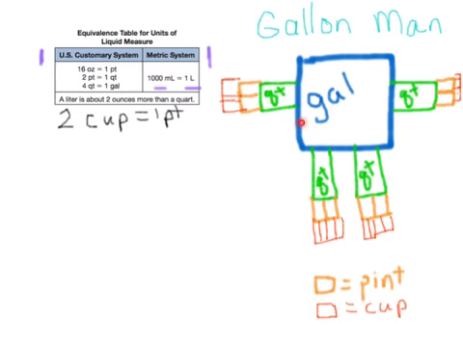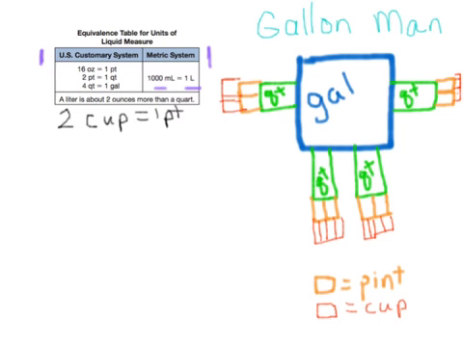So here I have 1 gallon. And coming off of gallon, we have 2 arms and we have 2 legs, and each of those represents 1 quart. So Gallon Man, 4 quarts equals 1 gallon. And that's shown right over here in our chart. Then my little orange rectangles represent pints. Each quart has 2 pints coming off of it.